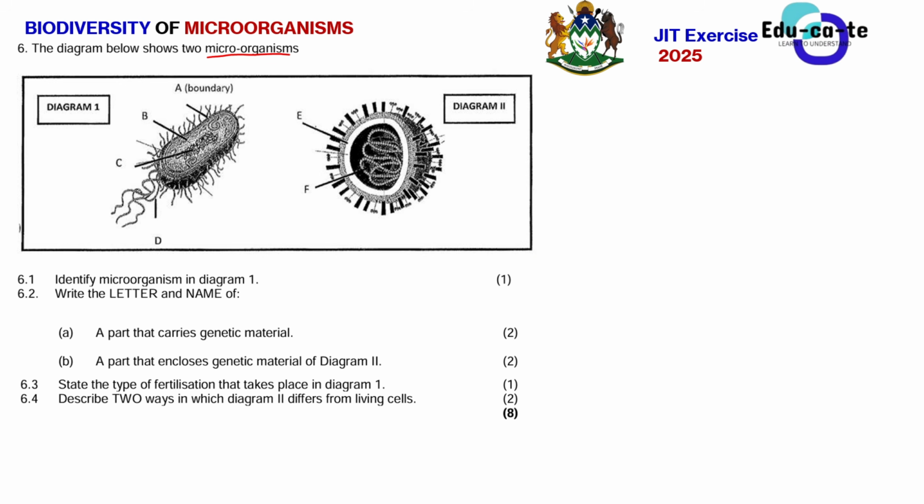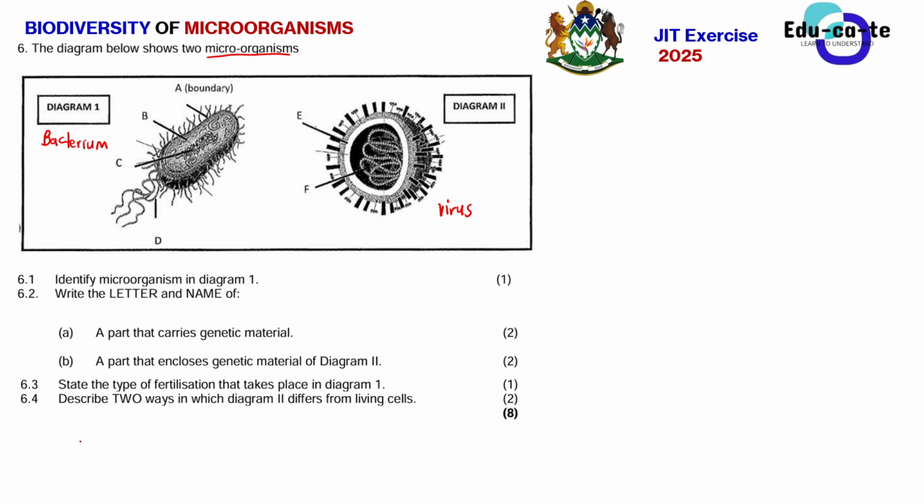So here, by the look of things, before we get to the questions, you can see that diagram 1 shows a bacterium. In plural, you say it's bacteria, but if it's one, you say it's a bacterium, and it has certain labels. Then we have also diagram 2. Diagram 2 here looks like a virus. You might have seen something like this on TV, representing COVID-19. So basically, this is a virus. Both of these are microbes, or microorganisms.